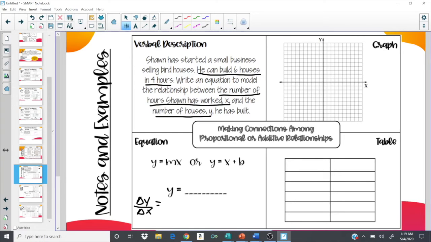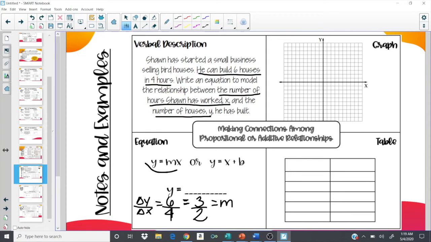Okay. And so our y value would be the number of houses, which is 6. And our x value will be the number of hours he has worked, which is 4. So the slope will be 6 over 4, but we can reduce this to 3 halves. 6 divided by 2 is equal to 3, and 4 divided by 2 is equal to 2. Okay, so 3 halves, or 3 over 2, is our slope.